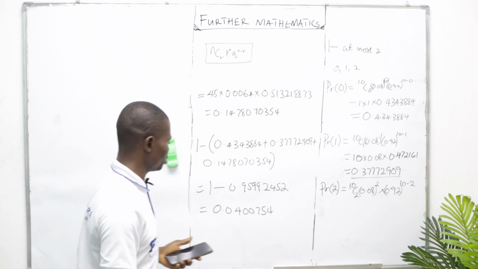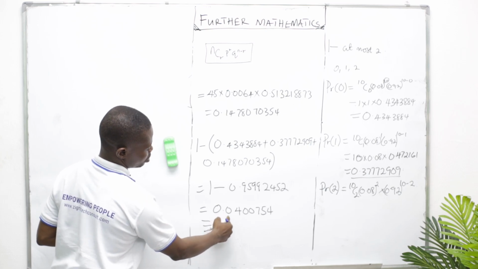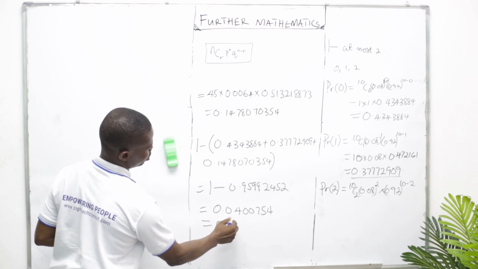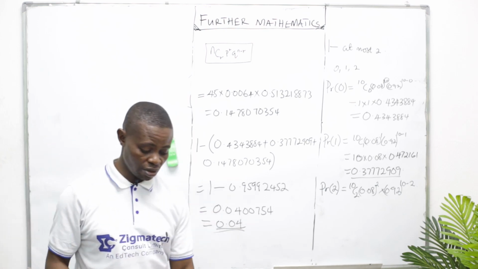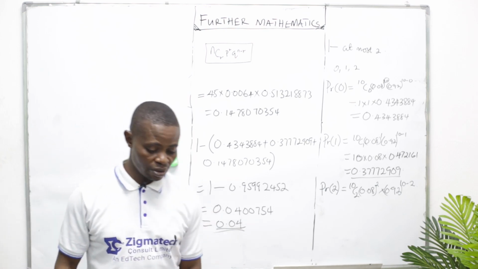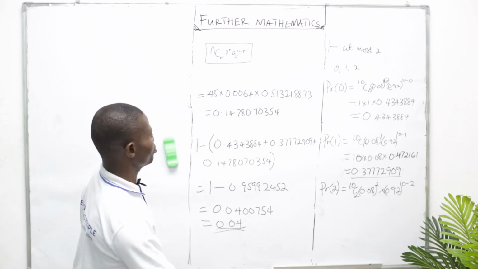Now the instruction is to 2 decimal places. After the point you count 1, 2. That is 0.04. The answer is just 0.04. That is the answer to that question.